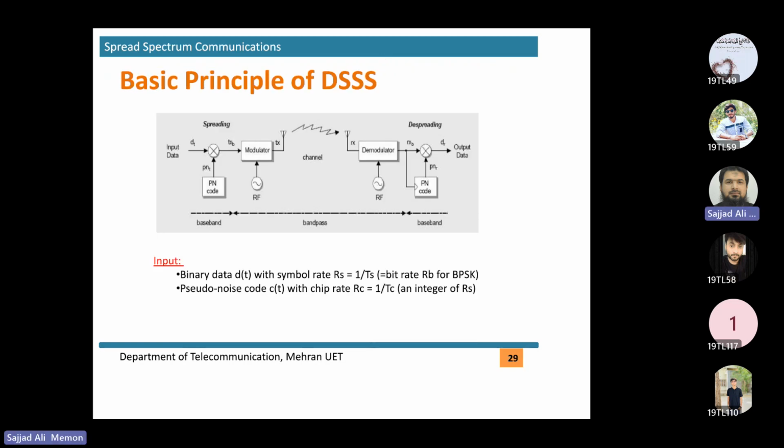Binary data with symbol rate Rs equal to 1 over Ts, that is the bit rate Rb for BPSK, and pseudo noise code with chip rate Rc equal to 1 over Tc, an integer multiple of Rs.